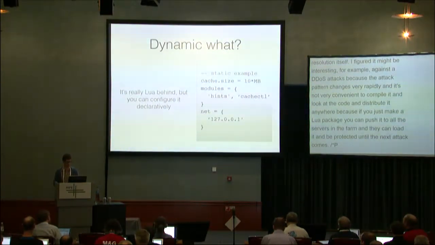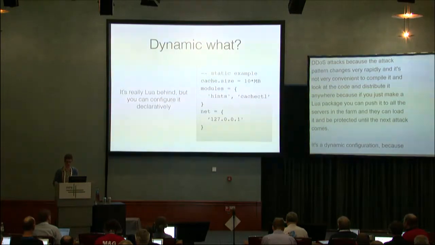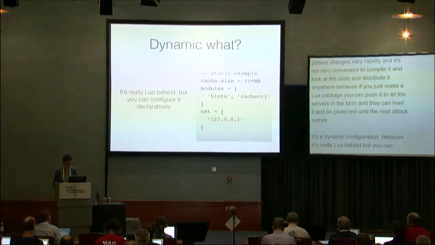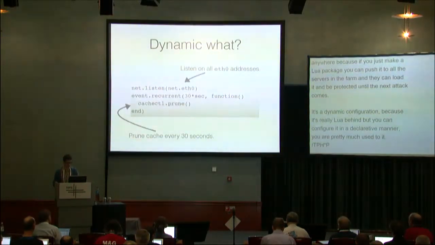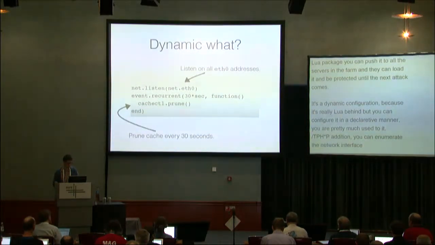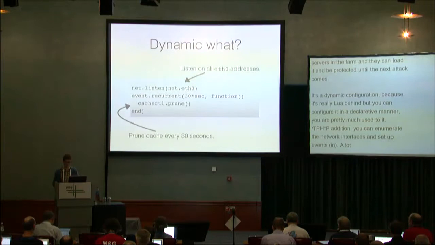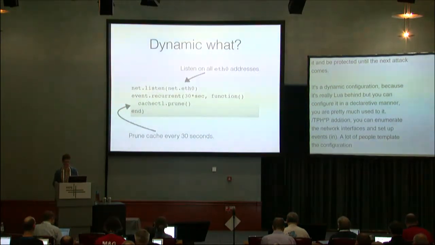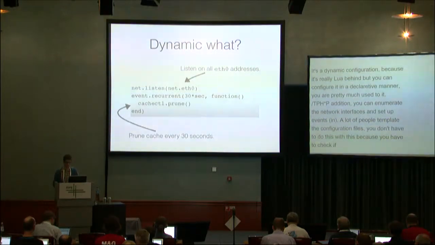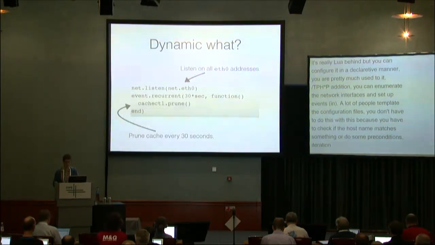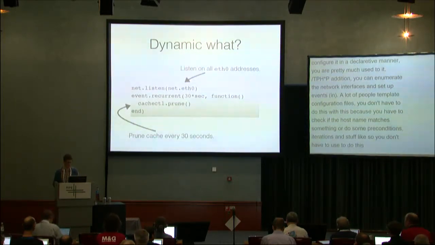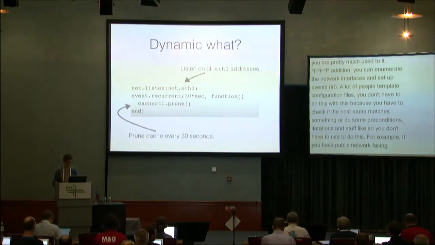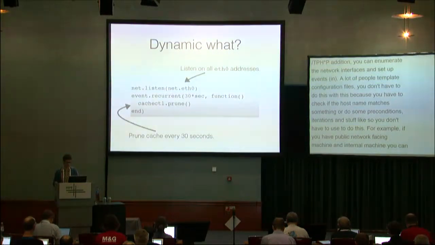So, as I said, dynamic configuration. It's dynamic because it's really Lua behind, but you can configure it in a declarative manner, like you're pretty much used to. In addition, you can enumerate the network interfaces, you can set up events. A lot of people template the configuration files. You don't have to do that with this because you can check if the host name matches something, or do some preconditions, iterations, and stuff like this. So you don't have to use Jinja or Ansible to do this. For example, if you have a public network facing machine and an internal machine, you can alter the configuration based on this.